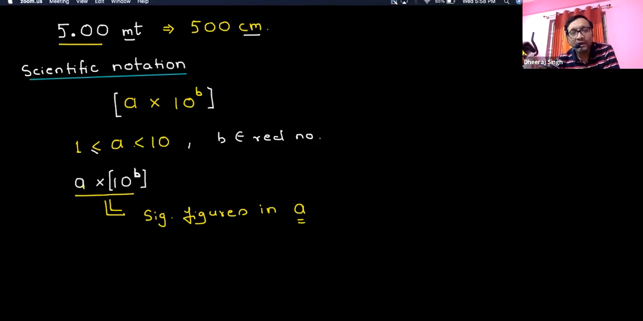That way you can get rid of this kind of ambiguity wherein if you change the units, the number of significant figures changes. Okay, any doubts, anyone? Anyone has any doubts?